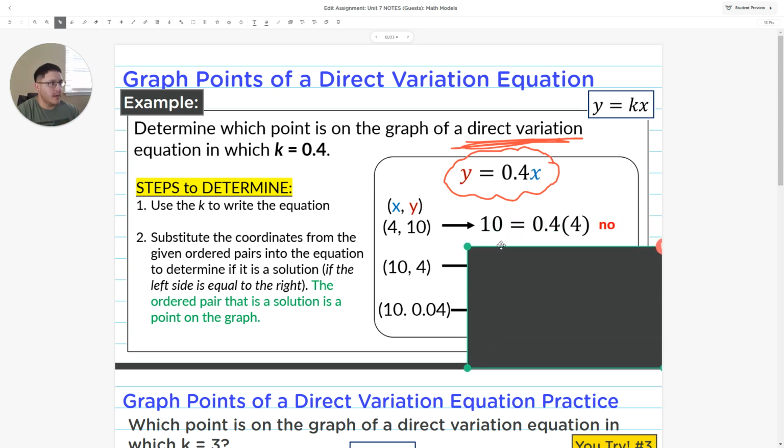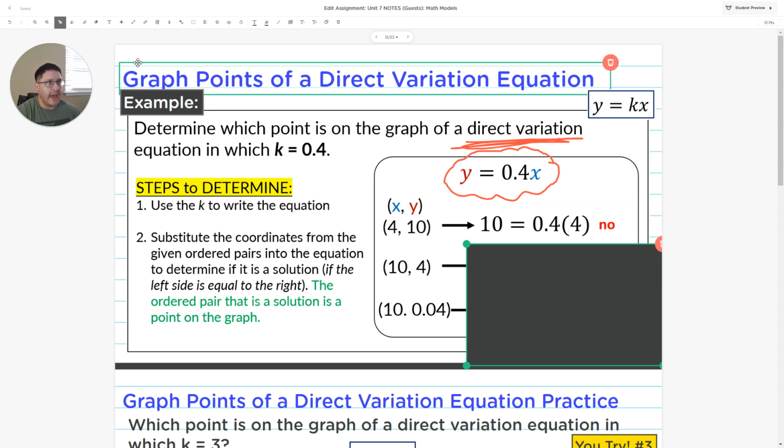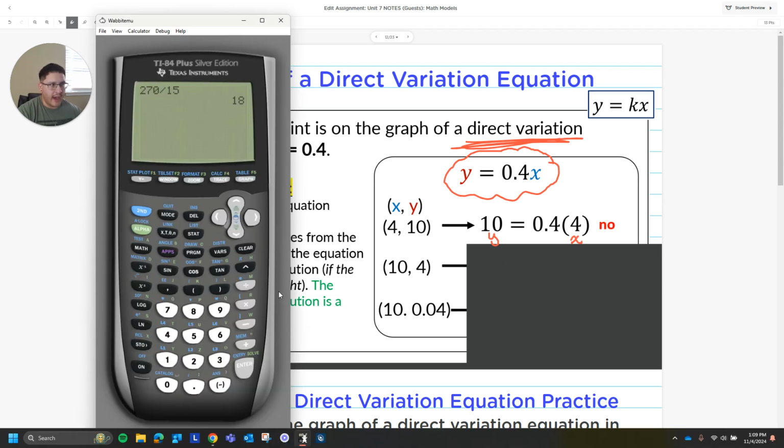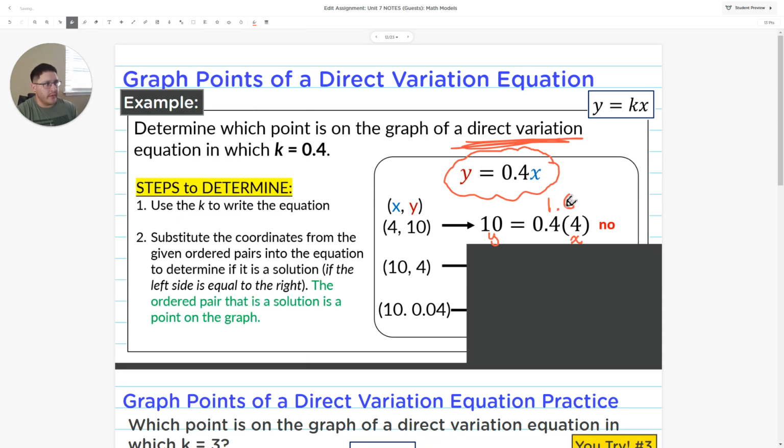So to do that, y turns into 10, and x turns into 4. So the left side, 10, is good. But now the right side, let's calculate to see if it equals 10. So 0.4 times 4 is equal to 1.6. And to put it simply, 10 does not equal 1.6. Therefore, the first point is not a direct variation, or at least not associated to a direct variation where k is equal to 0.4. So now let's try the next one.